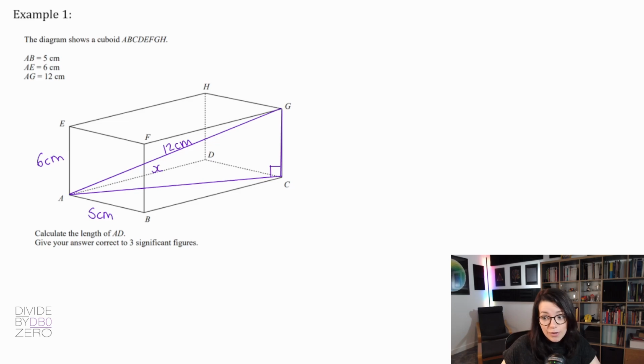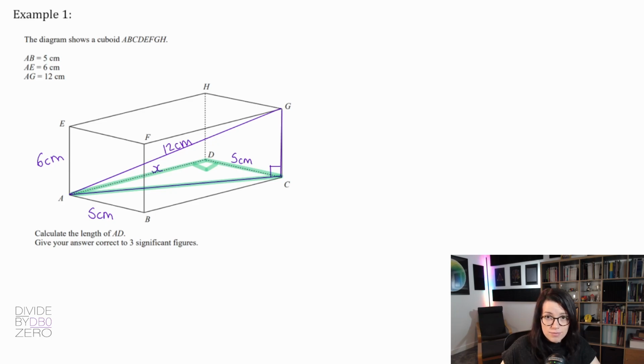Now we need to figure out how we're going to find that. And that X is actually sitting on another right-angled triangle, which is hiding on the floor of the cuboid. So if I just highlight that in green, hopefully you can see what I mean. There's another flat right-angled triangle there, and X is one of its lengths. Now, because this is a cuboid, we know that the length DC will be the same as AB, so we can label that as 5 centimeters.